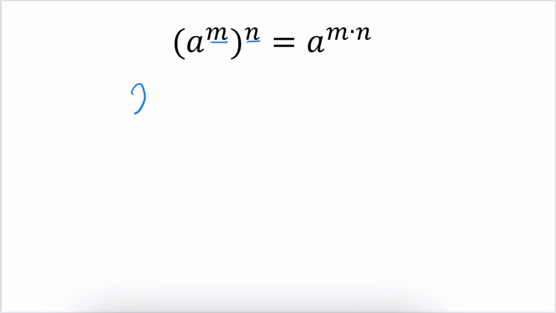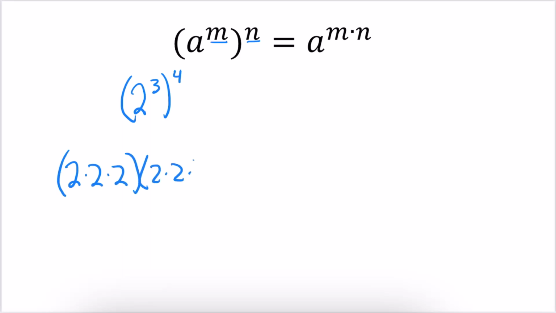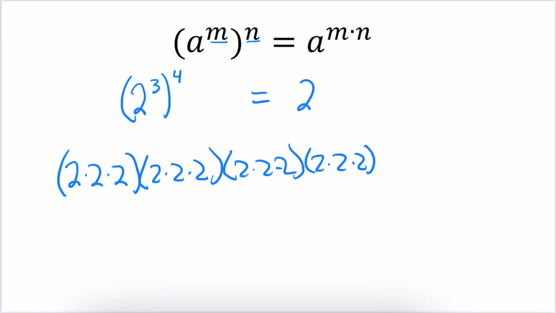So let's say, for example, we had 2 to the third power, and this was raised to the fourth power. Well, 2 to the third to the fourth power means that I'm going to have 2 times 2 times 2, and that is going to be multiplied by itself 4 times. So that looks like this. And notice that the number of 2's that are all multiplied together is 12, and so this equals 2 to the 12th power.